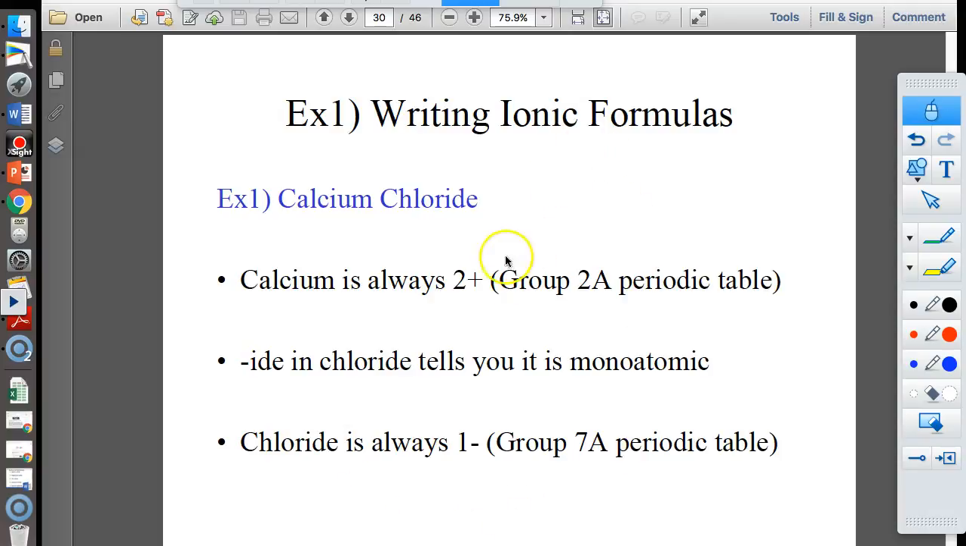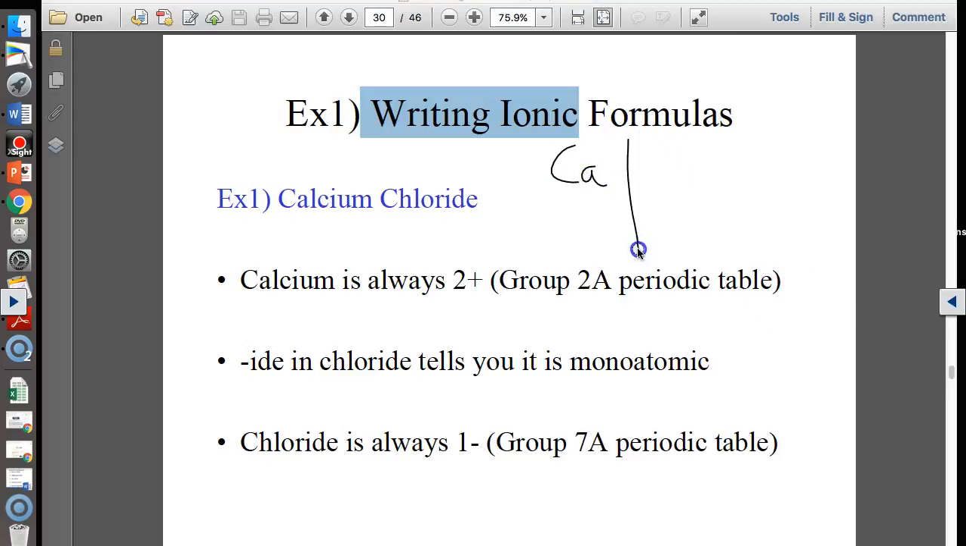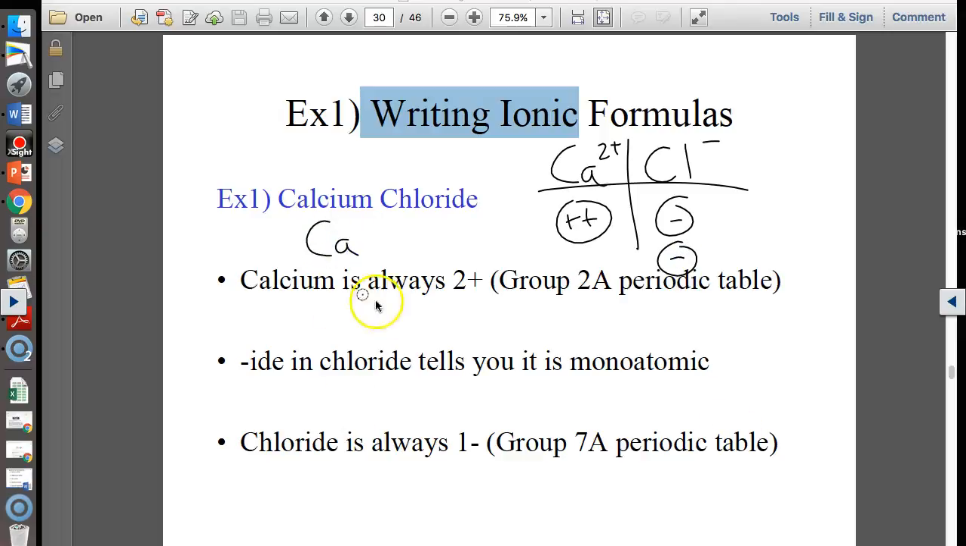To go from the word to the formula, I'm going to make myself a little chart. Calcium's 2+, chloride's 1-. Just start with one of each, and then you'll notice that you need one more chloride. So the formula is one calcium and two chlorides. I don't need any parentheses because I only have monatomic ions. I need parentheses for polyatomic ions, like phosphate, sulfate, those things.